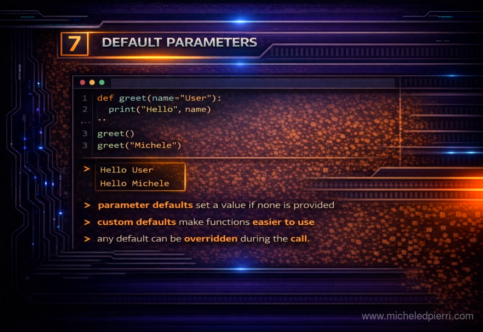Default parameters add another layer of flexibility to functions. They let you define a sensible behavior even when no input is provided, so the function remains usable without forcing the caller to specify every detail. In this case, the function already knows what to do if no name is passed in. When a value is provided, that default is simply replaced. This makes the function easier to call in common situations, while still allowing customization when needed.